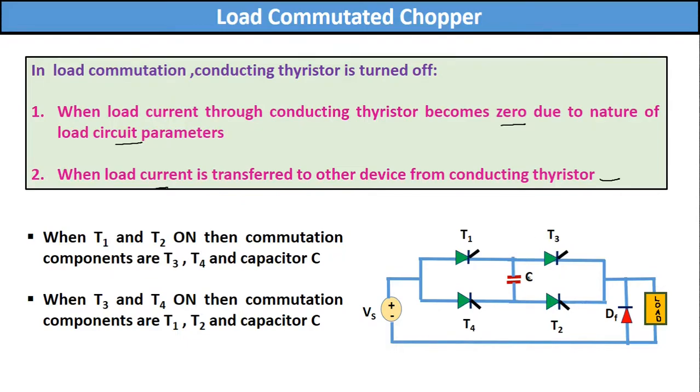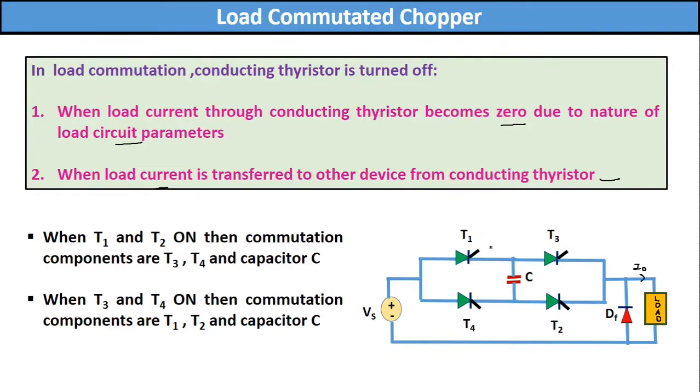So this is the circuit diagram of the load commutated chopper. Here you can see we are using four thyristors T1, T2, T3 and T4, one freewheeling diode DF and one capacitor C. Here we are considering again, as we have considered in the voltage commutated chopper and current commutated chopper, that the load is highly inductive and the current through the load will be continuous and ripple free in nature.